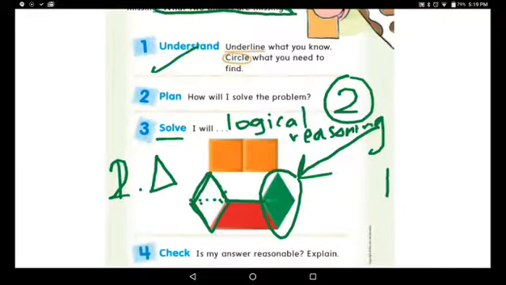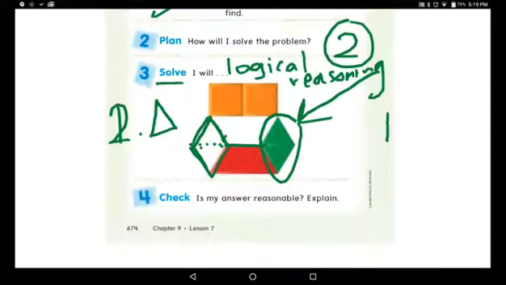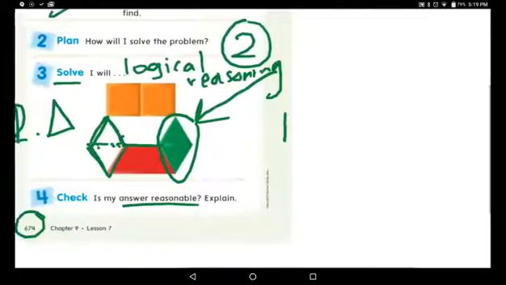Great job, guys. Now, how do we check our work? We will use reasonable answers and imagine this prop very well. Imagine the shapes. Okay? Now we're done from page 674. I want you all to go to the next page.